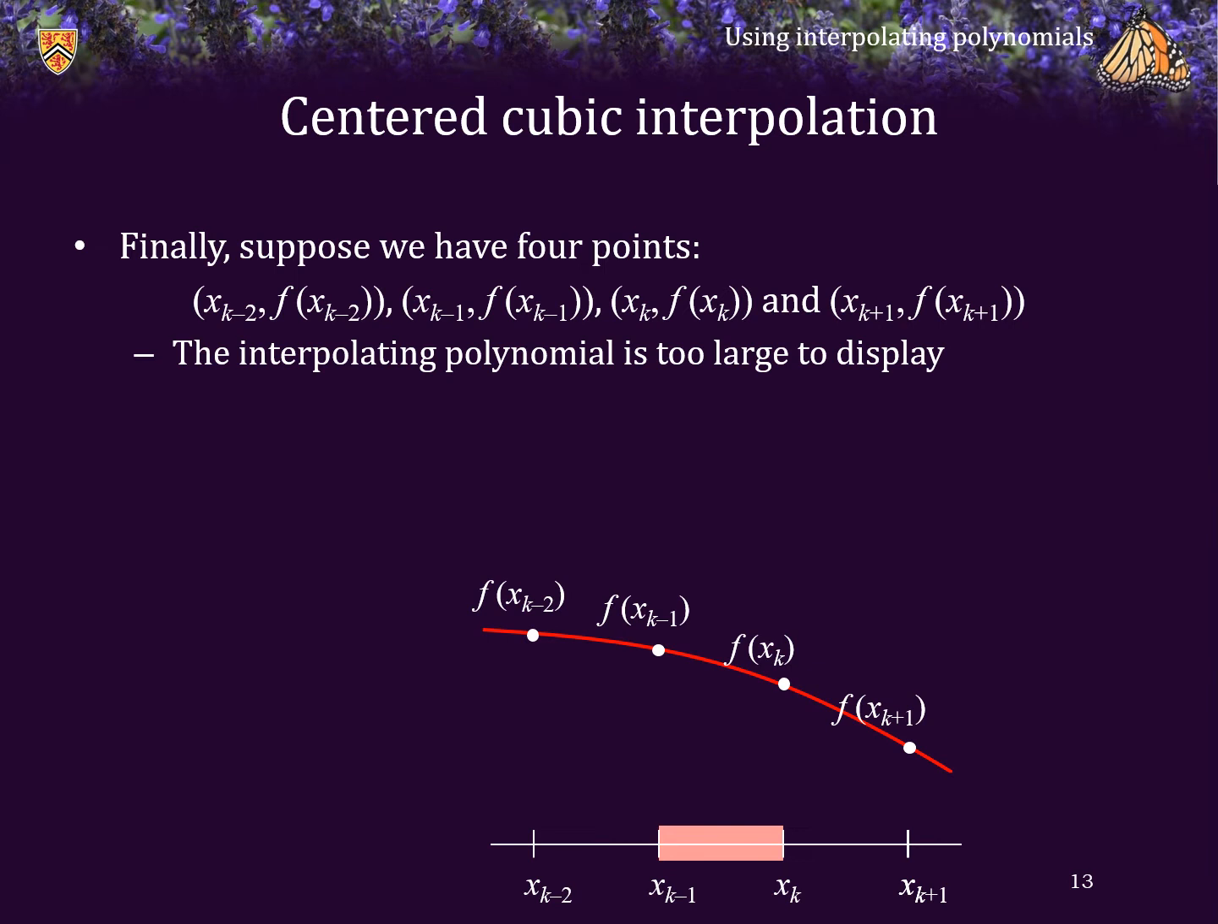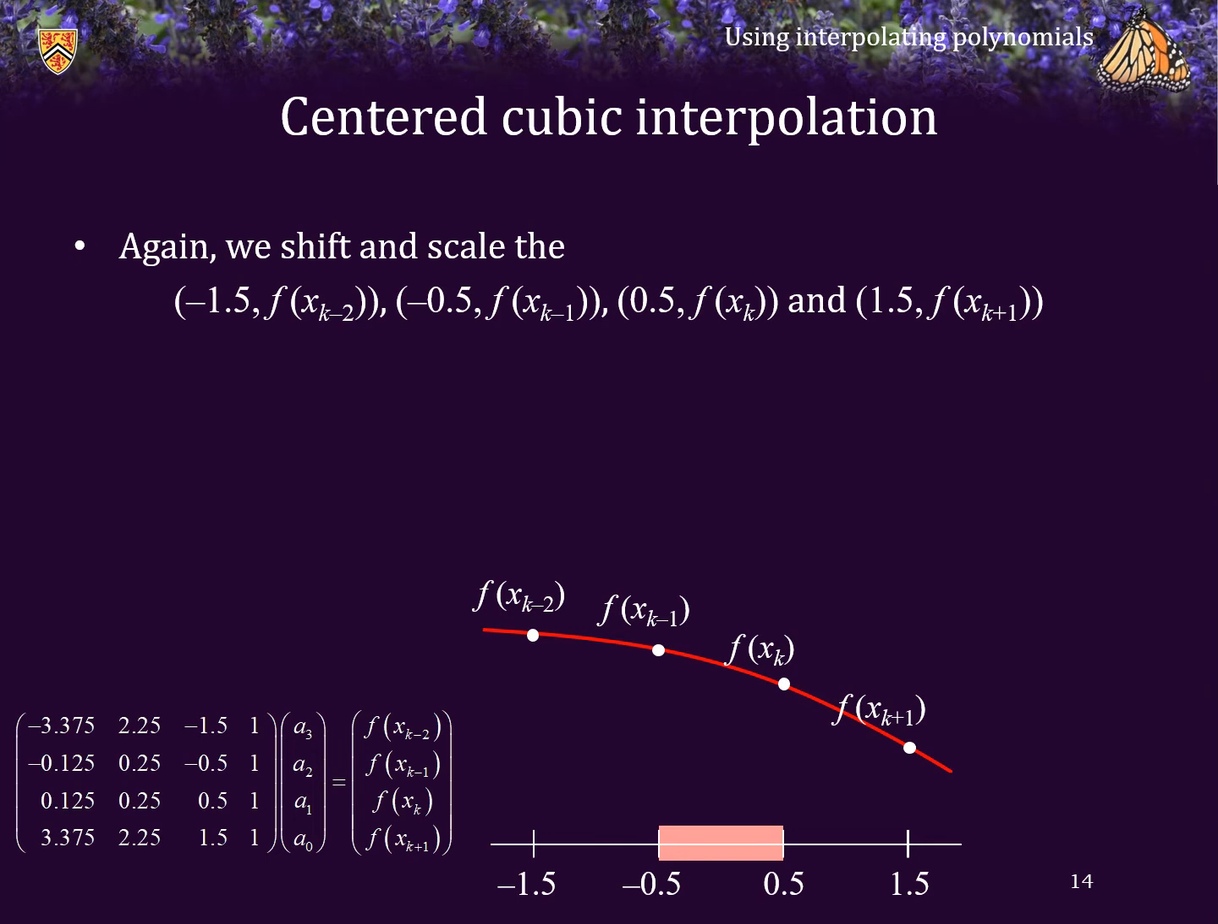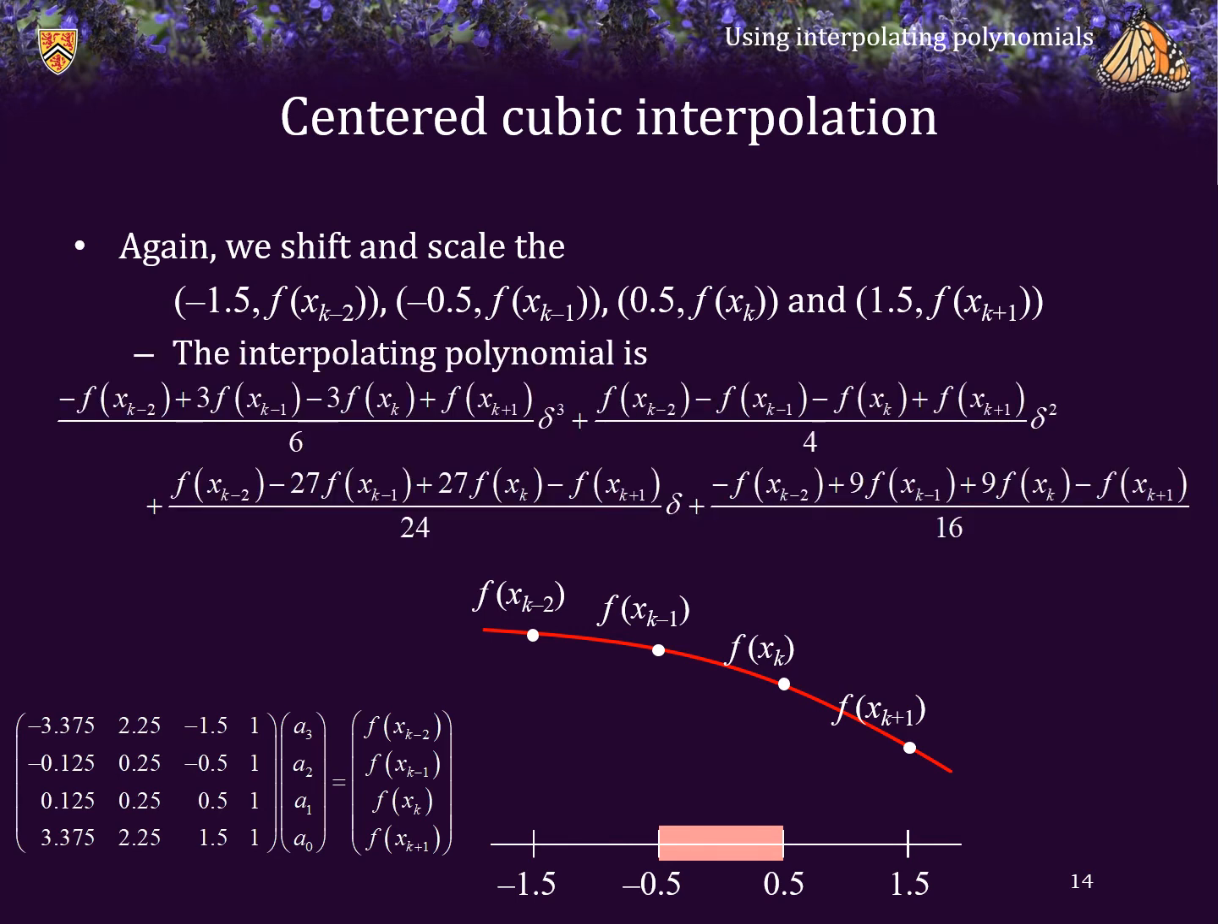Now at this point, if we actually tried to just find the interpolating polynomial in x, the interpolating polynomial formula is just too large to show on the screen. We won't even bother. However, as before, we're going to shift and scale. So now we will interpolate these 4 points. The values of the function are the same, but now the x values are negative 1.5, negative 0.5, 0.5, and 1.5. Now, creating the Vandermonde matrix, we can find that the solution to this is this formula here. Of course, you're not memorizing this formula, but this formula is one that you can easily program. And what's nice about that is once it's programmed, you don't have to worry about it anymore.